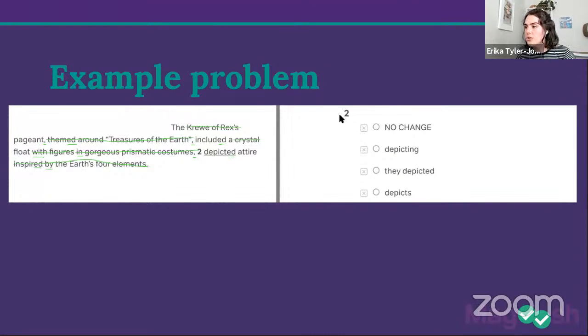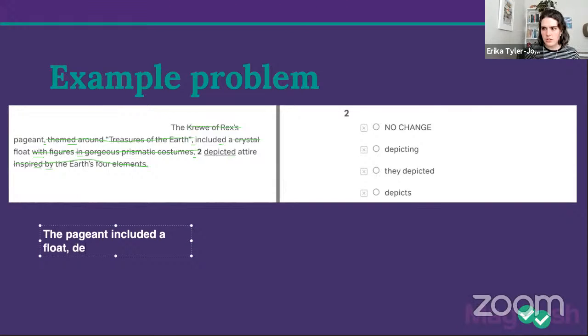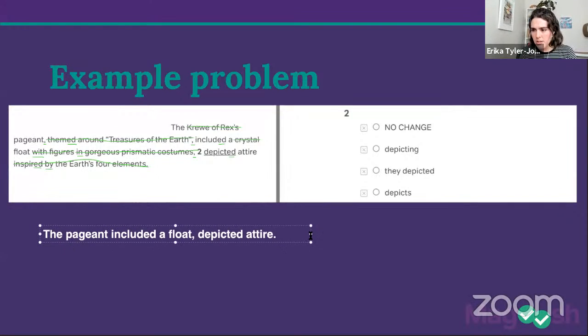So I'm going to go ahead and just type up the simplified version down here. The crew, nope, just kidding, we cut that. The pageant included a float depicted attire. The pageant included a float depicted attire. Okay, where that depicted is the underlined portion. And we're trying to figure out if we want to change that or not.